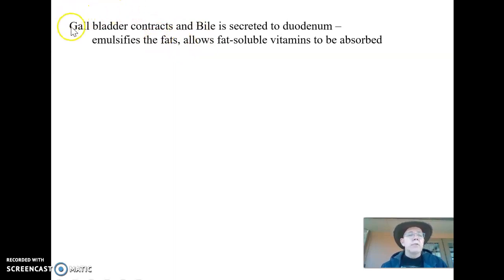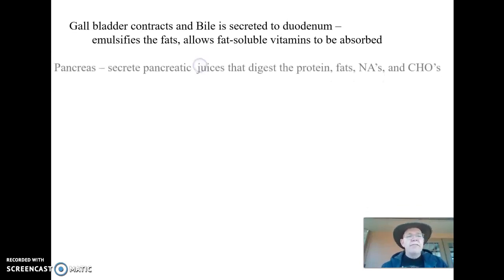If someone gets their gallbladder removed, they can survive, but since it's not storing it up and squeezing a whole bunch of it in there at once when the fatty food is in there, it just kind of drips out a little bit at a time, and so they may or may not be able to digest properly all the fat, and so they generally tell them to avoid fatty foods.